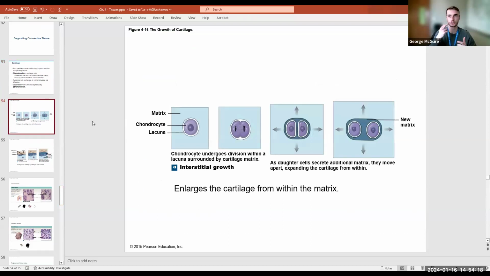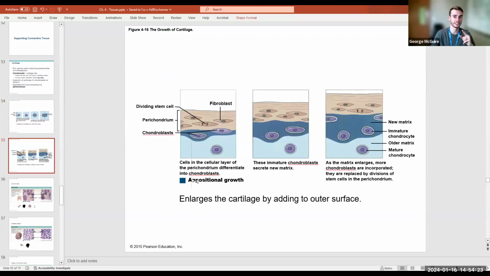Cartilage replicates and grows through two types. We have interstitial growth, and we have appositional growth.